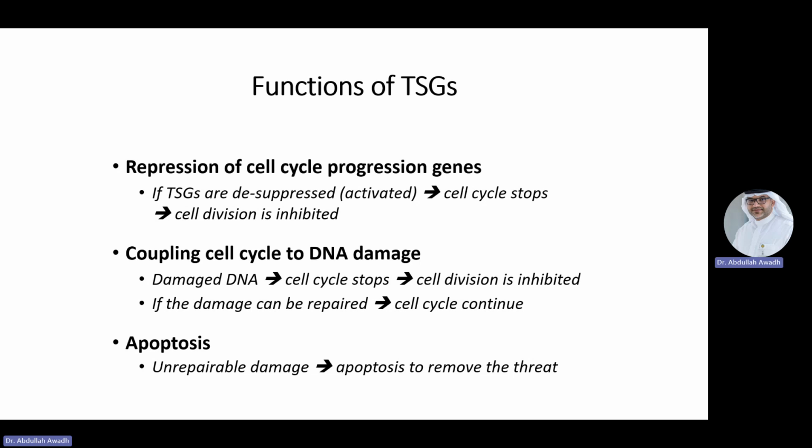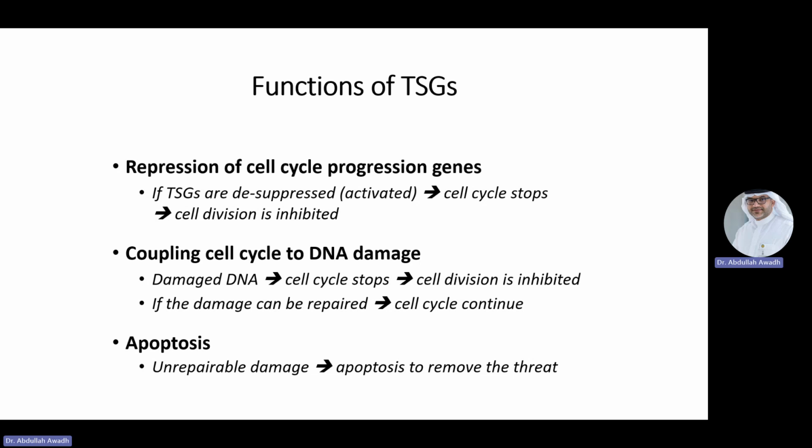So, functions of tumor suppressor genes. First, repression of cell cycle progression genes. As we mentioned, for example, CDKs and their cyclins are important drivers. Those drive cell division and the cell cycle. This is the opposite. This is the brake. So they repress, they inhibit cell cycle progression genes.